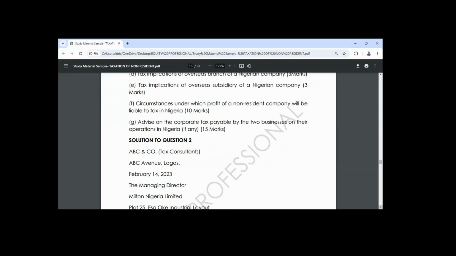When you are doing your own solution, you will form a name of a tax consultant firm. Look at my own solution now. My letter heading will be ABC and Co., Tax Consultants. The address of my firm, ABC Avenue, Lagos. That will be the heading to this question. After that, the date, February 14, 2024.